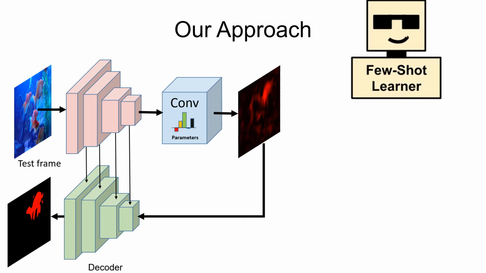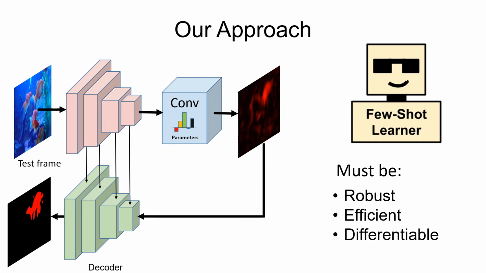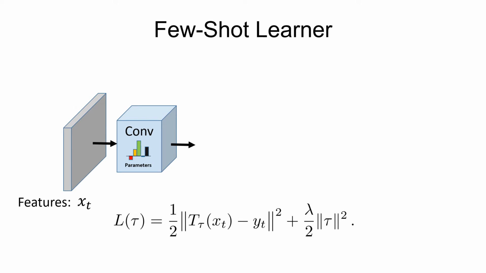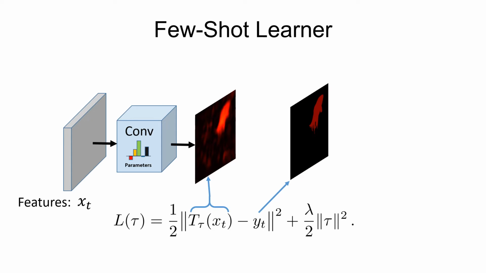So how should we design the few-shot learner? We want the few-shot learner to determine a robust target model. For practical purposes, it should also be efficient. And to enable end-to-end training of the network, the few-shot learner must be differentiable. To achieve this, we design an L2 loss between the target model prediction and the labels. The learner then predicts the parameters of the target model by minimizing this loss.